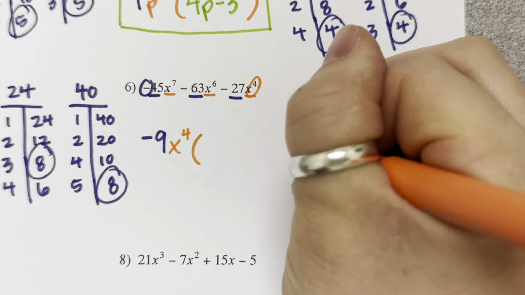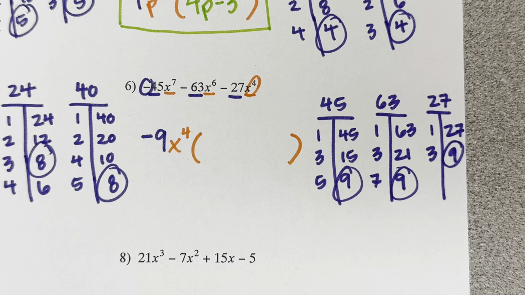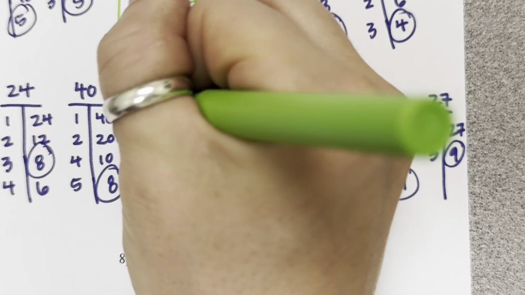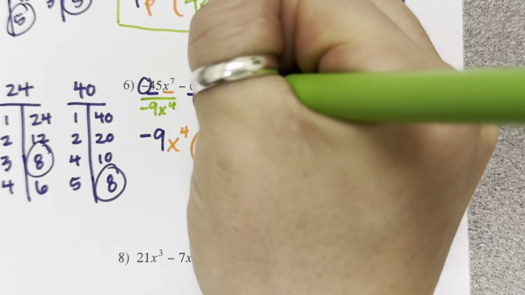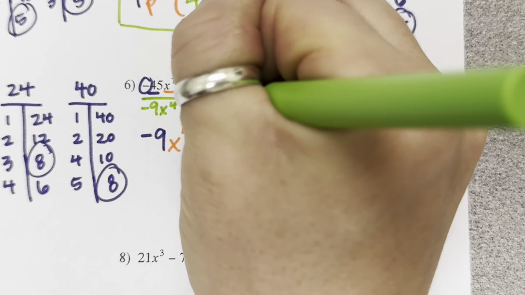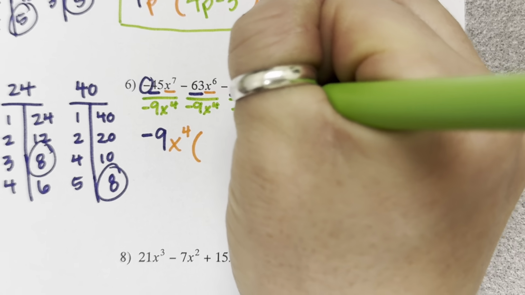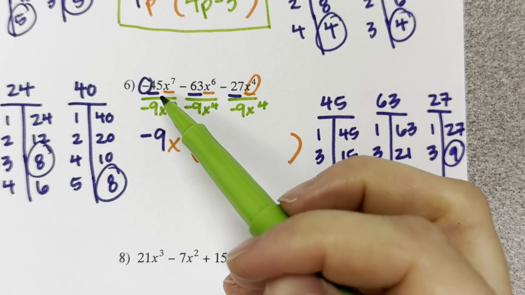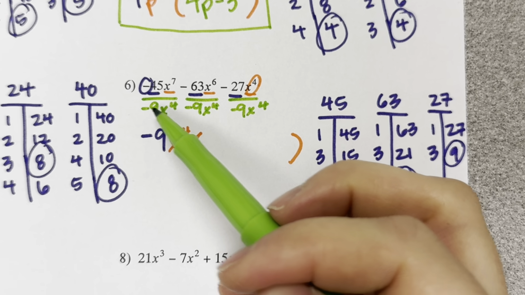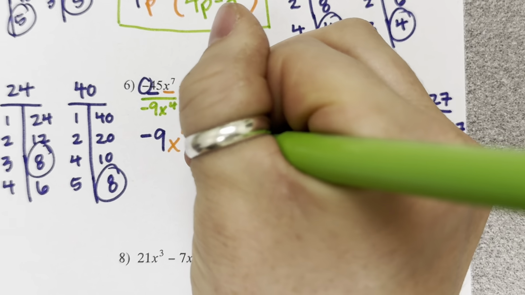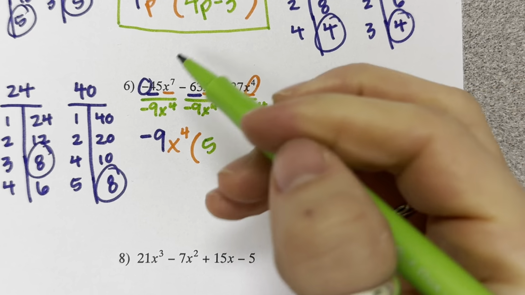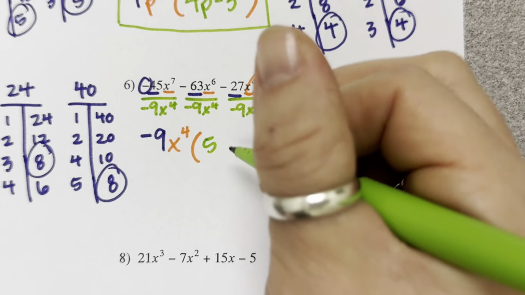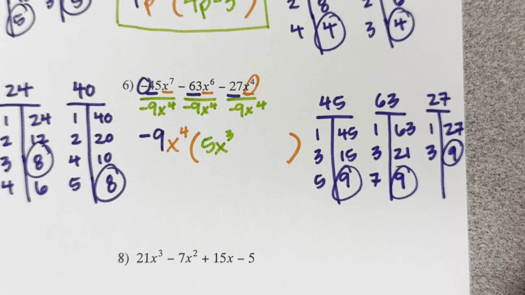Okay, let's figure out what's left inside. We need to take each one of these terms and divide it by our GCF. Negative 9x to the 4th, each one gets divided by negative 9x to the 4th. Okay, here we go. Negative 45 divided by negative 9 gives me positive 5. 7 x's, dividing out 4, will leave me with 3.